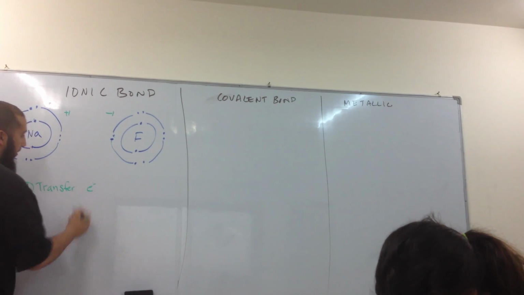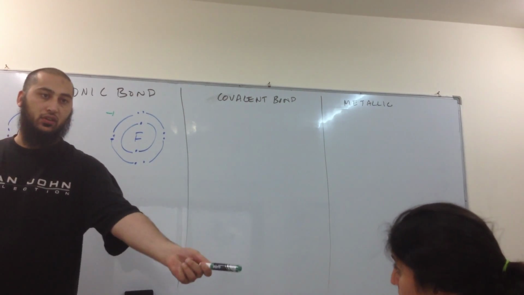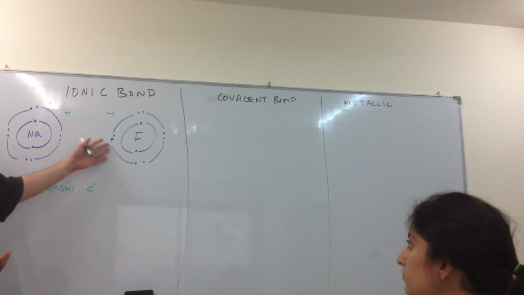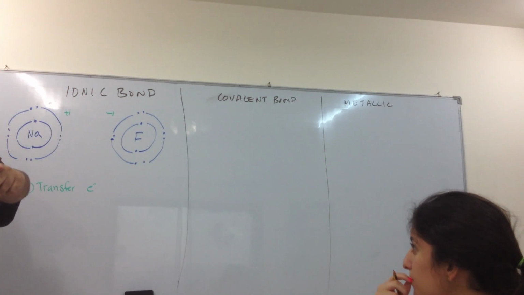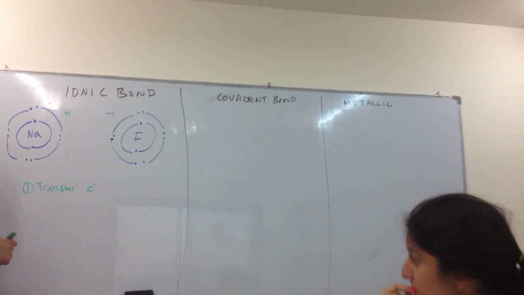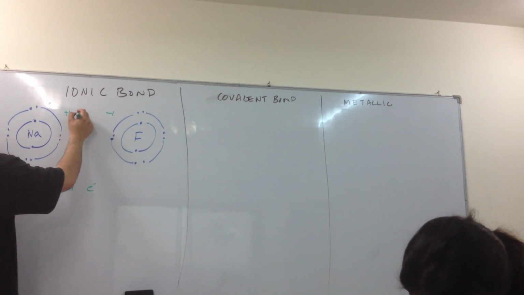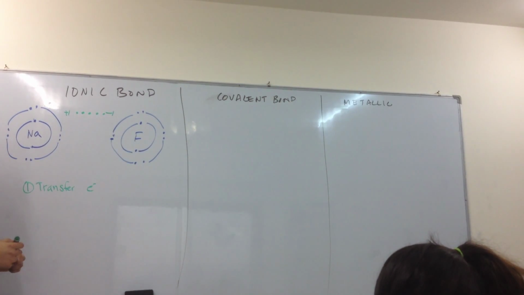But wait a minute, why is there a bond though? If I give you something, there's a transfer. Why is there a bond? What is keeping it together? You ever thought about that? So why would a bond form? Because of the charges. The bond is there just like a magnet. Positive attracts negative, right? So the bond is there because of the charges.